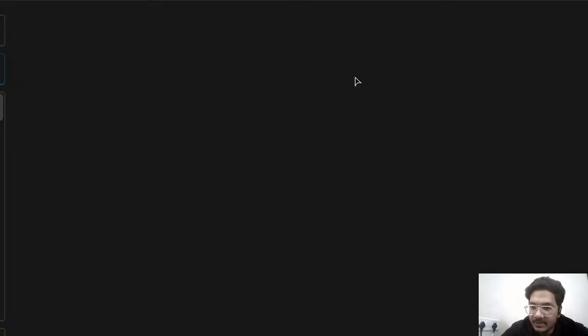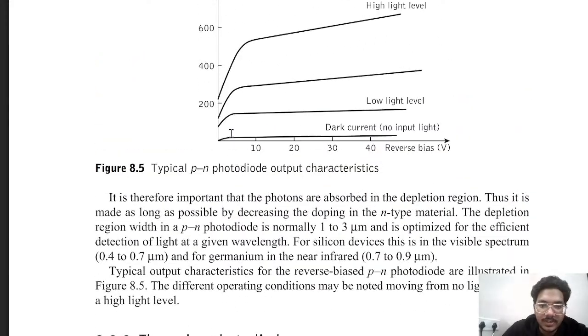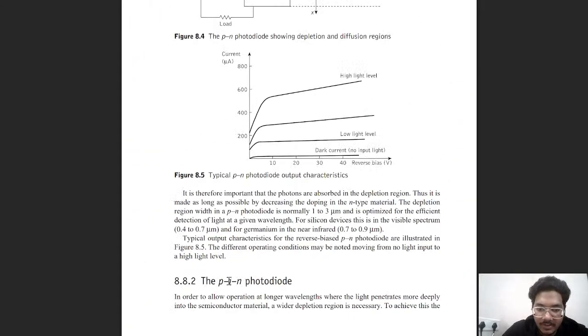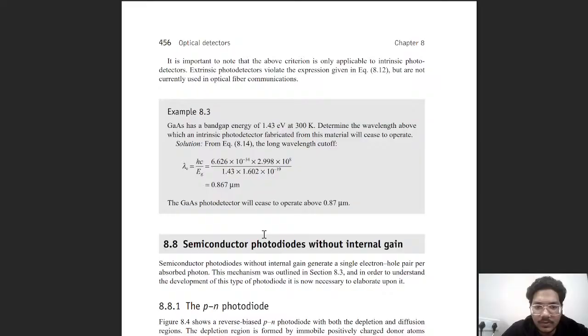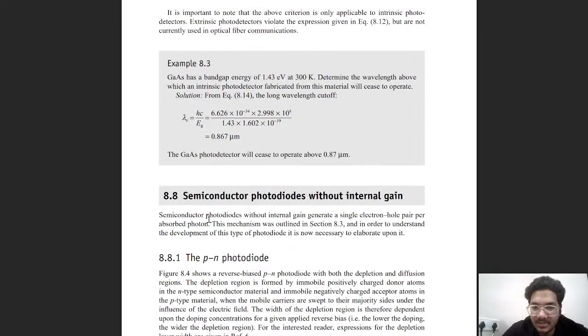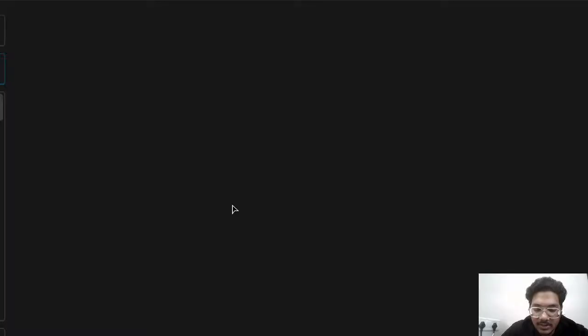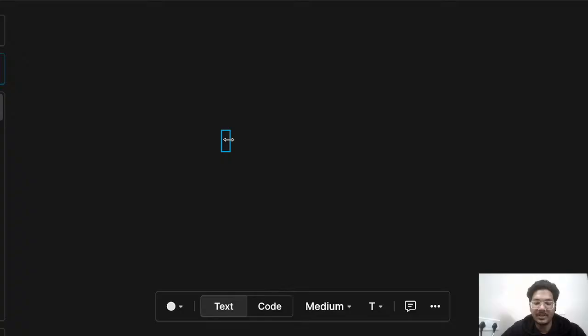Let's see. We are covering the topic PN or PIN diode. So what is this? Semiconductor photodiode without internal gain. What do you mean by without internal gain? Without internal gain means that there is no multiplication of the output.